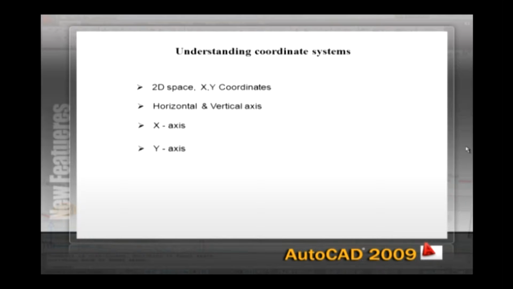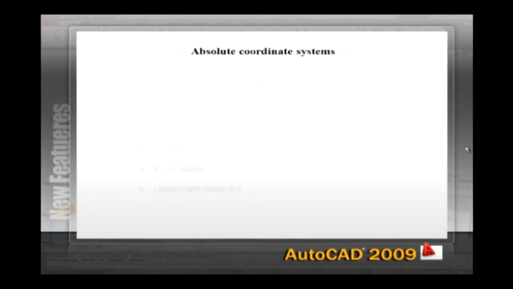The two axes define a plane called the XY plane. The coordinates of any point on the drawing area are its distances from the origin along the x-axis and the y-axis. To keep coordinates simple, most drawings are created in the upper right quadrant. This locates the origin, 0,0, at the lower left corner of the drawing area so that all coordinate values can be positive numbers. Let's see the first method of using the coordinate system, the absolute coordinate system.